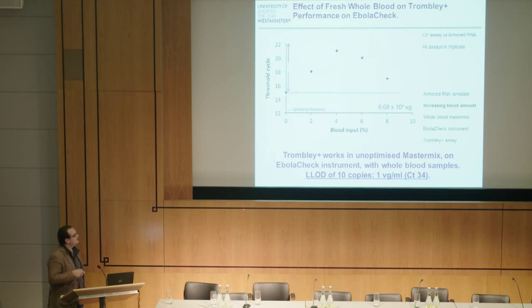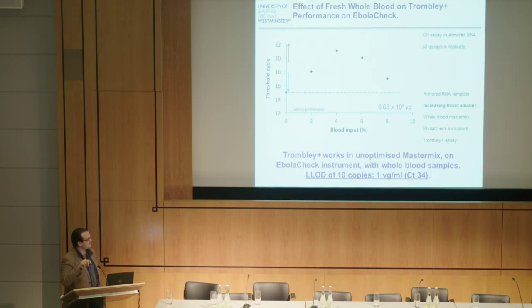If you do the math, this means we could detect 1 viral genome per mil. Not bad, I think. Sorry, that means, viral genome per microliter. Sorry for that, or CT34. You can go and look at the EZ1 FDA approval documentation. It's in the same range.